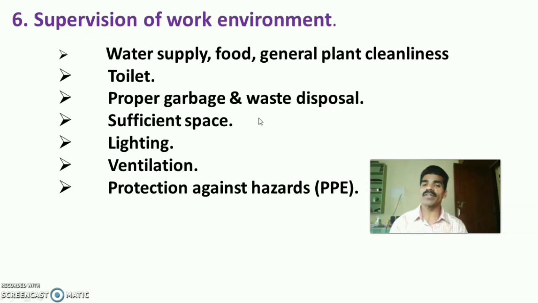So supervision of working environment includes water supply, food, general plant cleanliness, that is good housekeeping in the industry and factory, toilet facilities, then proper garbage or other waste litter disposal, then sufficient or adequate space for the employees for the activities, lighting, ventilation, and protective measures, that is protection against hazards with PPE and other protective measures in the industry and the factory. All must be supervised.